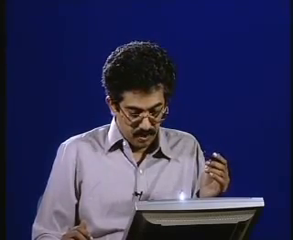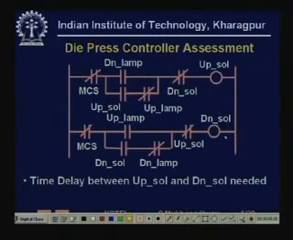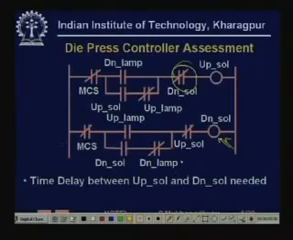Now let's look at this. Initially suppose the down solenoid is on. So the down solenoid is on means this is on. When this is on, obviously because you have an NC contact here, the up solenoid is off. So the die platform is coming down. When it comes down, it eventually makes the down limit switch, and the down lamp will go on. So this goes to 1.